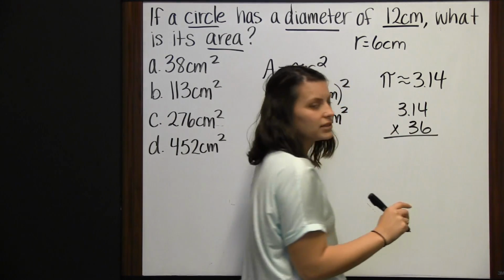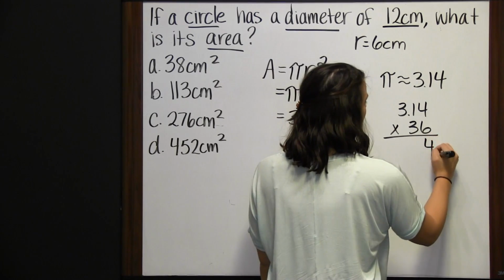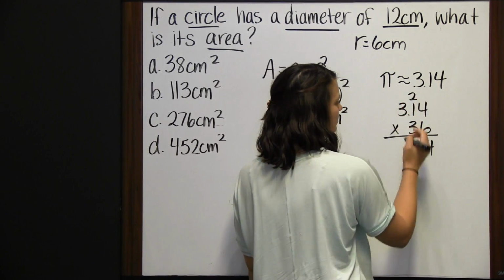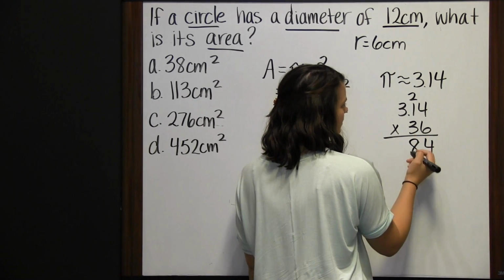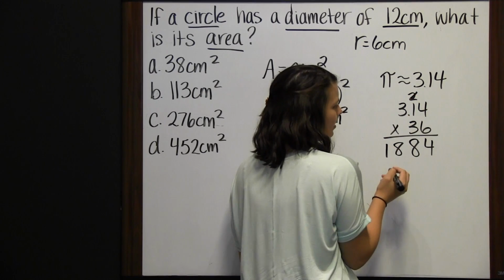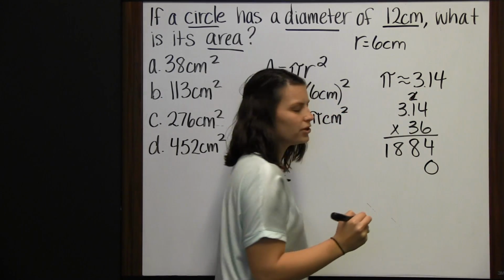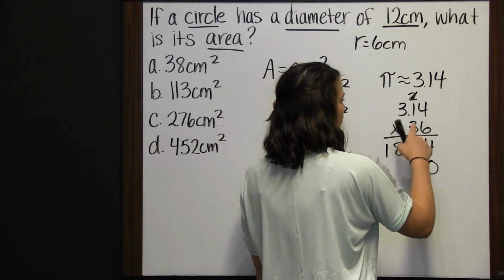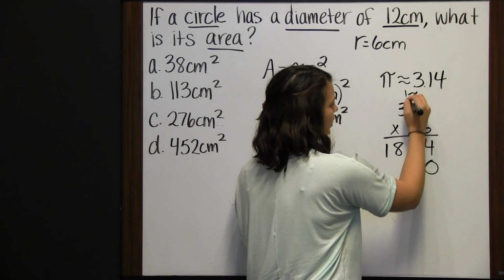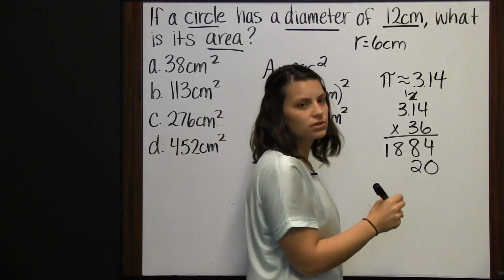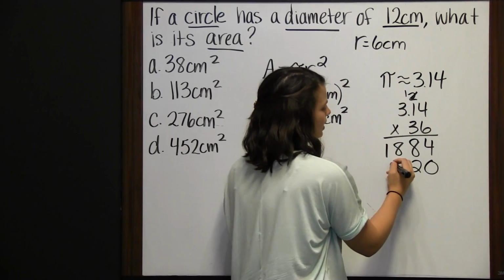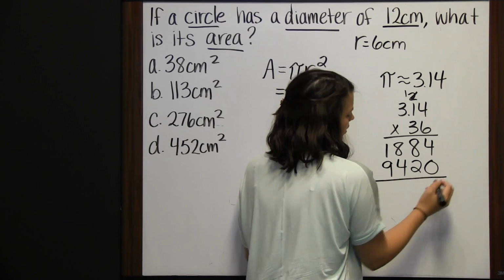6 times 4 is 24. Write the 4, carry the 2. 6 times 1 is 6, plus 2 is 8. 6 times 3 is 18. Put a 0 placeholder to move on to the 3. 3 times 4 is 12. Write the 2 and carry the 1. 3 times 1 is 3, plus 1 is 4. And 3 times 3 is 9. Now add these up.